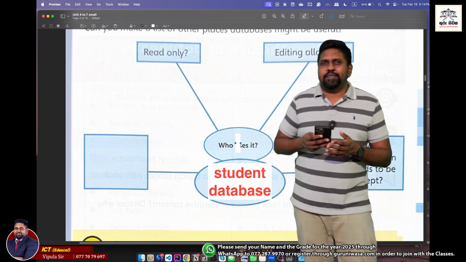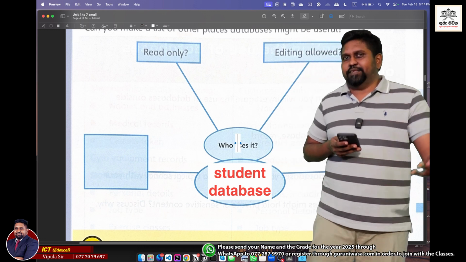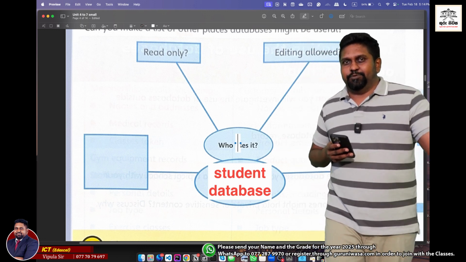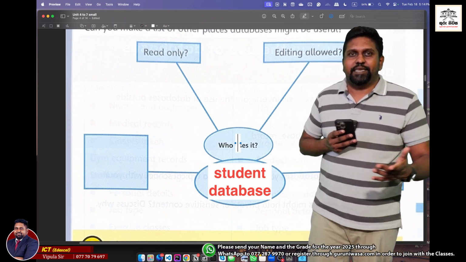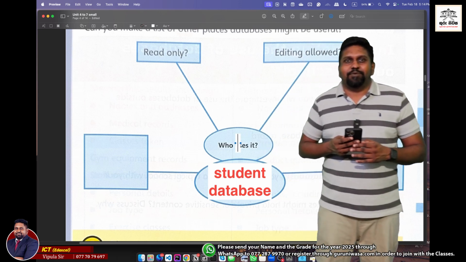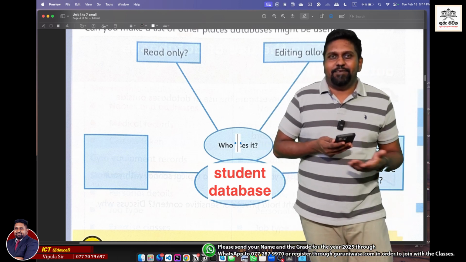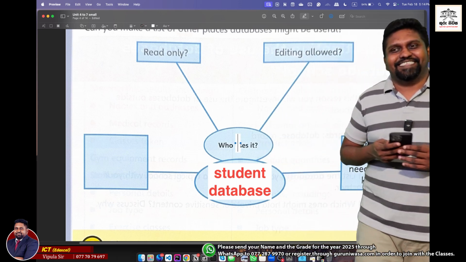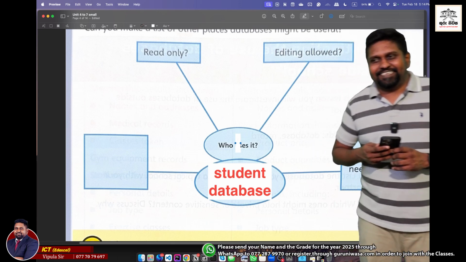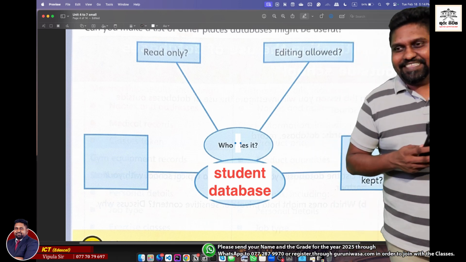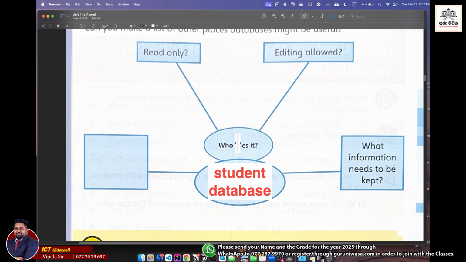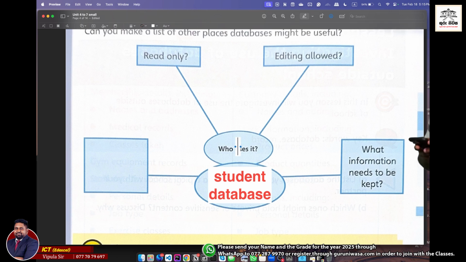Let's think of all the students: your class, the next class, and the junior classes of the younger brothers and sisters. All the details, I don't think your teacher would need. Yes, what do you think? For management. Management, perfect, yes.